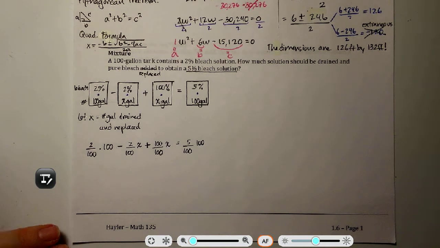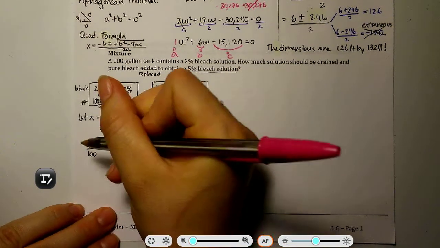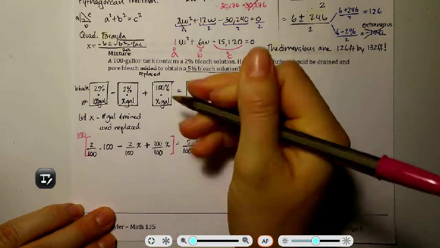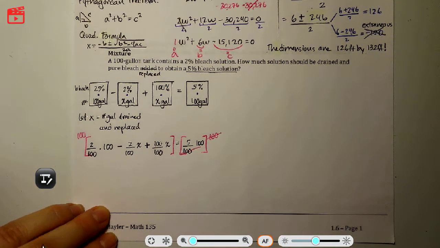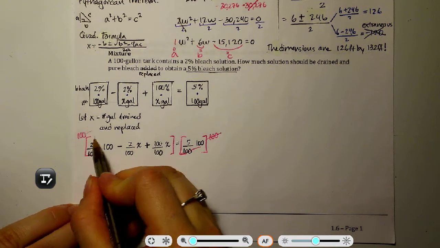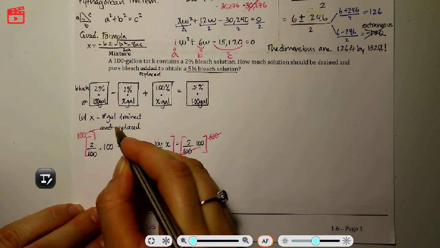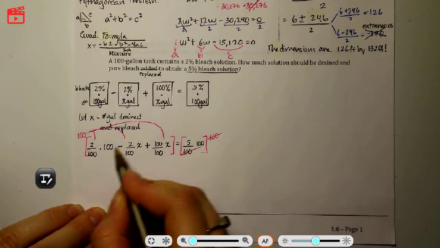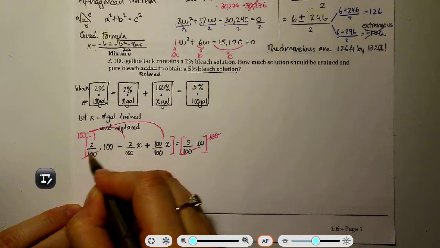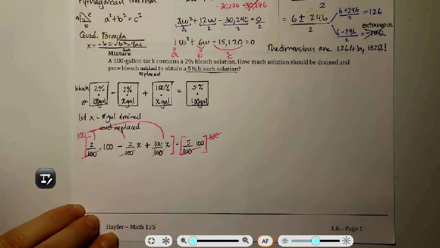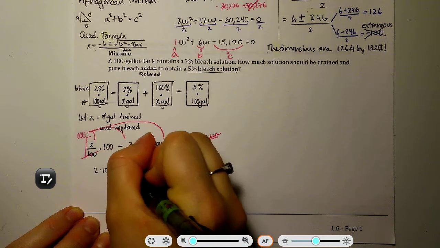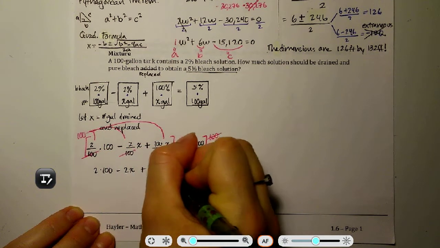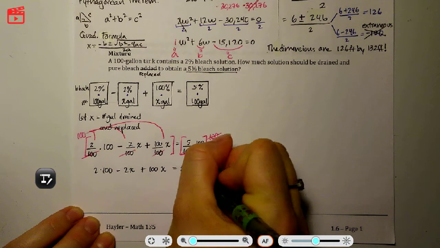Okay, so I don't like all those fractions, so I'm going to multiply out by 100 to get rid of those fractions. So multiply both sides by 100. When I do that, those twos cancel. When I distribute in the 100 to each of the 3 terms, that'll cancel out the hundreds on the bottom, and I will be left with something nice and clean. 2 times 100 minus 2x plus 100x equals 500.